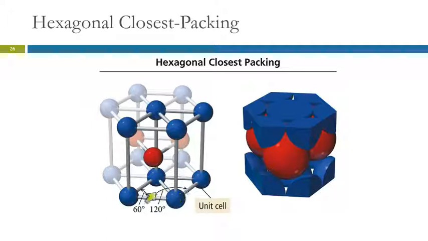We see that the angle is not 90 degrees. We have 120 and we have 60. So the base here is a diamond. The reason it's called hexagonal closest packed is because if you put several of these together, you get a hexagon.